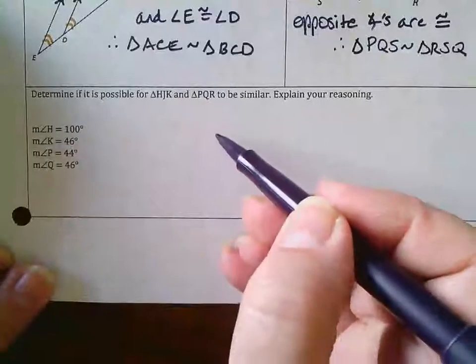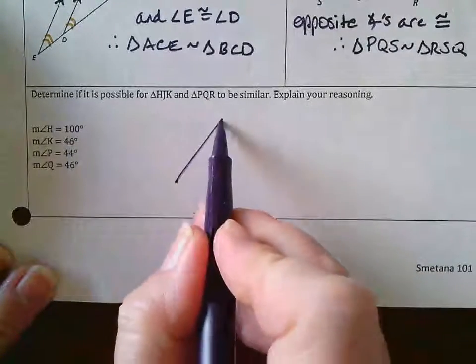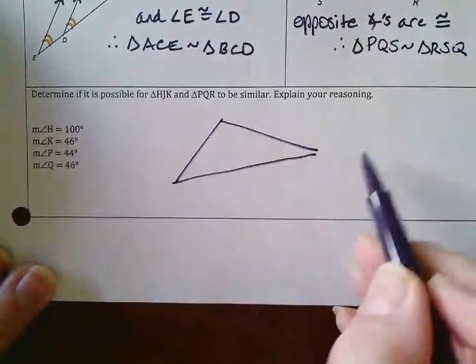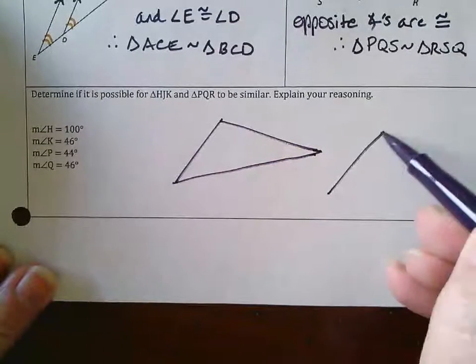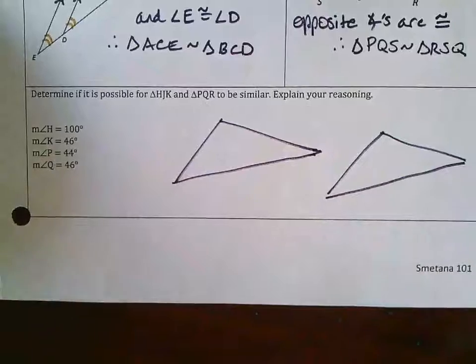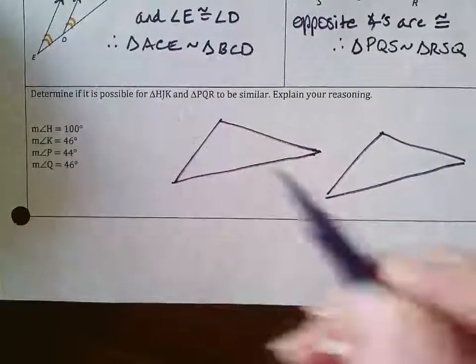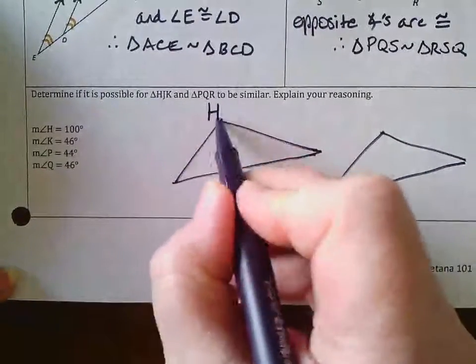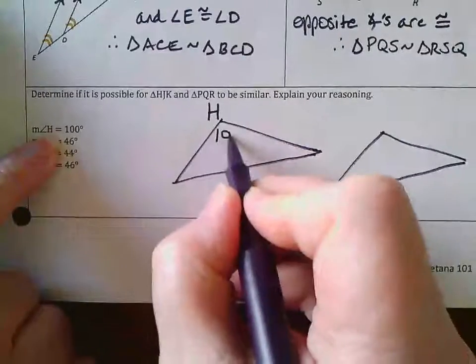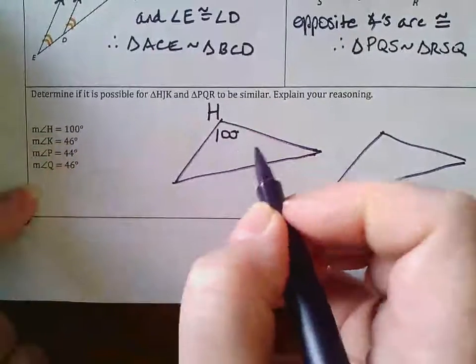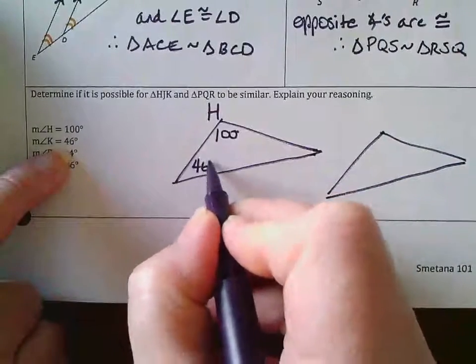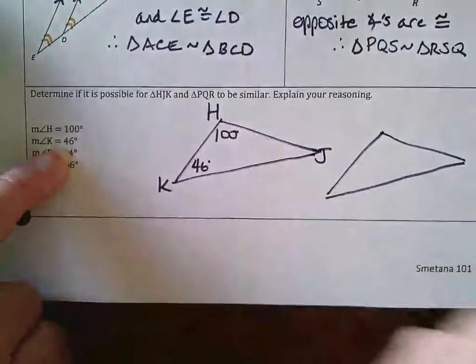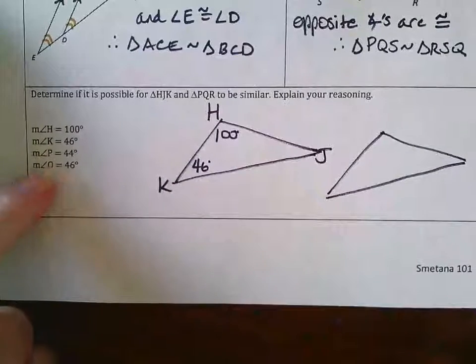So if you have a triangle, the first thing you should do is give yourself a drawing, because when you draw it, you can actually see what you're doing. So I just draw triangles that look similar to each other, and then I label them. So HJK, H I know is 100, J I don't have a measurement for, K is 46.